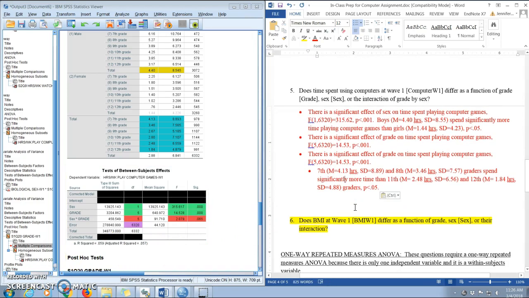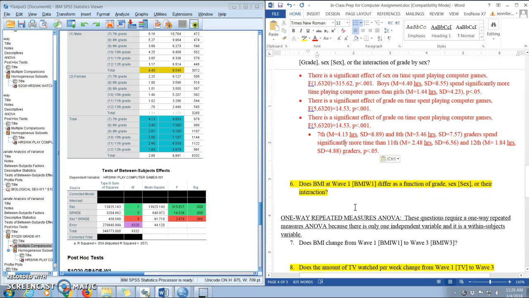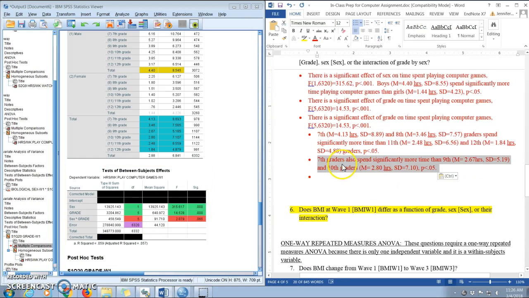So now I've compared 7th and 8th graders to 11th and 12th graders, but now I need to also explain that 7th graders are also significantly different from the 9th and 10th graders. So here's how I've written that sentence. 7th graders are also significantly different from the 9th graders, whose information I need to get from the table, and the 10th graders, whose information I get from the table, because I haven't presented those means and standard deviations yet. I don't have to present this one again because I've already given that information up here.